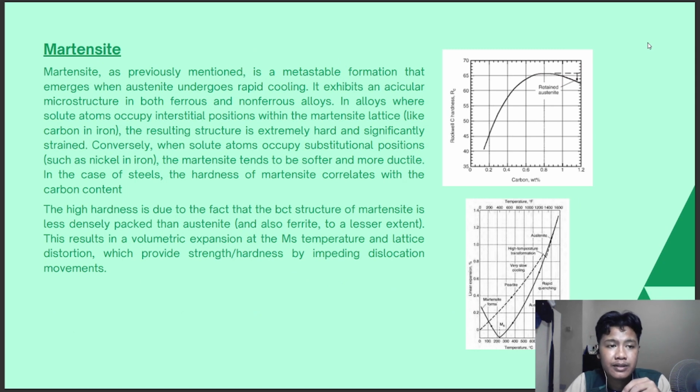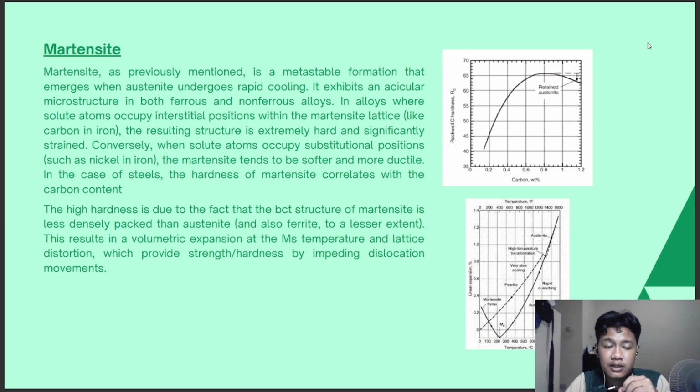Next is martensite. Martensite, as previously mentioned, is a metastable formation that emerges when austenite undergoes rapid cooling. It exhibits an acicular microstructure in both ferrous and non-ferrous alloys. In alloys where solute atoms occupy interstitial positions within the martensite lattice, like carbon in iron, the resulting structure is extremely hard and significantly strained. Conversely, when solute atoms occupy substitutional positions, such as nickel in iron, the martensite tends to be softer and more ductile.